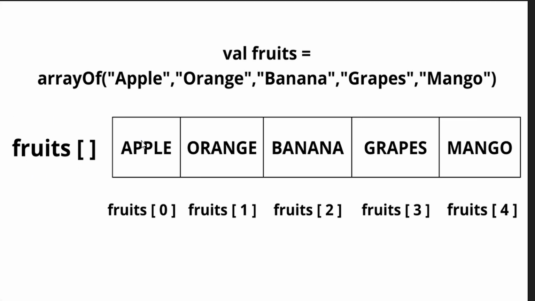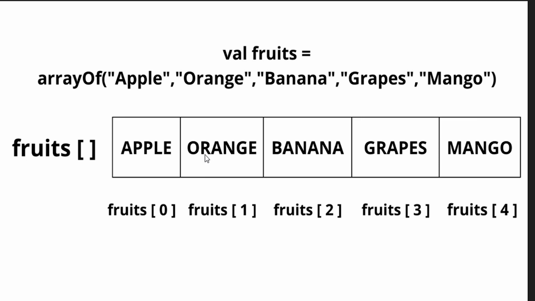This is stored in contiguous memory allocations, like one after another. So this is a set of memory in which the data are stored, but the array can only store the same data types. Here everything is a string: apple, orange, banana, grapes and mango. So we can store multiple items of the same data type in arrays.